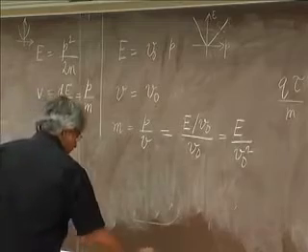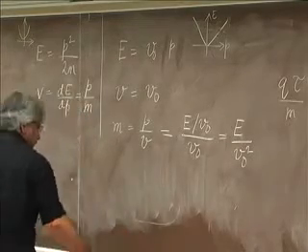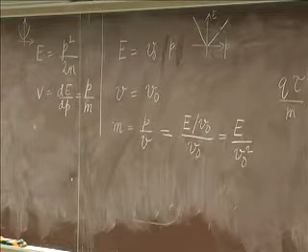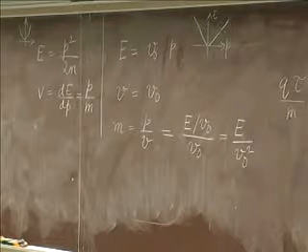Okay. So now, I guess I mentioned that equation there says E is equal to mv squared. Right.